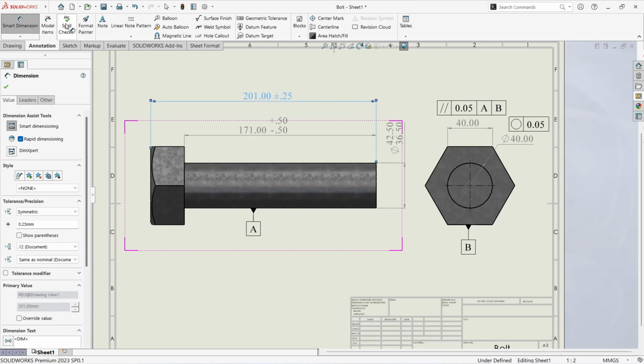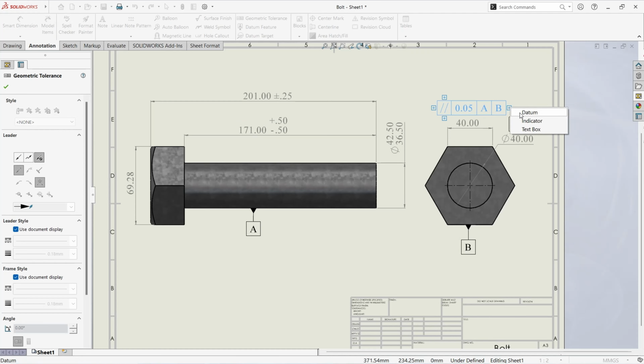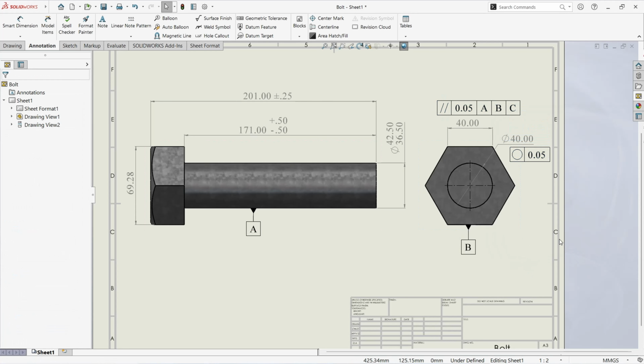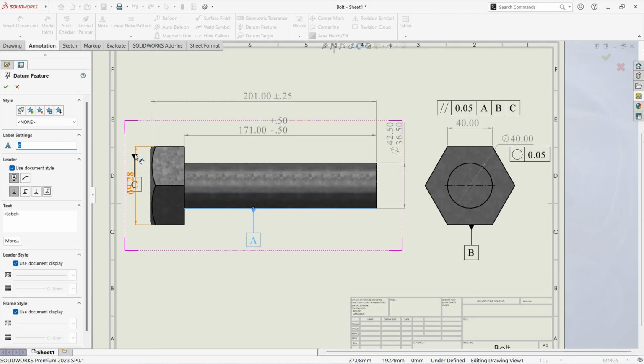Clearance fit: loose, easy movement. Transition fit: intermediate. Interference fit: tight, press fit. Proper tolerancing prevents loose parts, misalignment, jamming, assembly failure, and costly rework. Standard systems like ISO and ANSI help engineers define tolerances clearly and consistently.